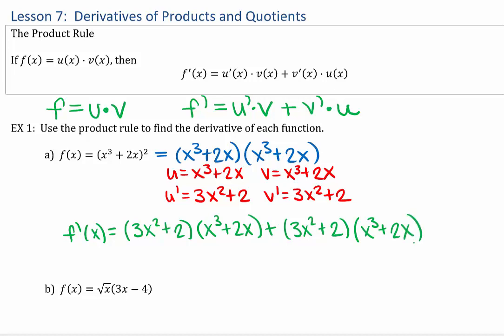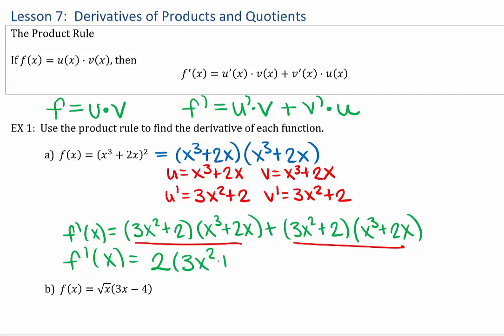You've got a couple options for simplifying. You could FOIL all this out and combine like terms, or because in this special case these two expressions are the exact same thing, you can actually add them together. And you can say that f prime of x is 2 times 3x squared plus 2, times x cubed plus 2x.